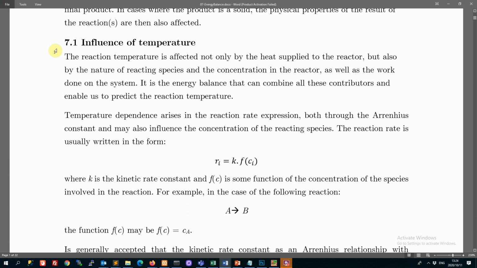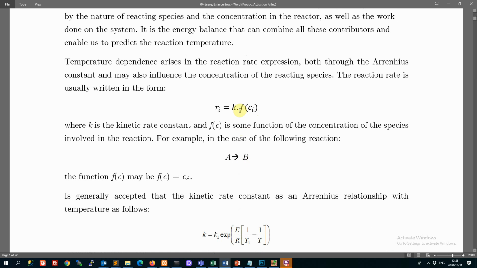And we start off first here with the comment on the influence of temperature. And we know that the reaction rate, most of the expressions are some kinetic rate constant multiplied with some function of the concentrations in that reactor. And so depending on the kinetics and on the order of reaction and so on, there's some function there. But the important bit to talk about first is this kinetic rate constant.